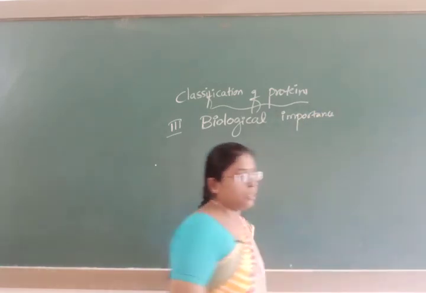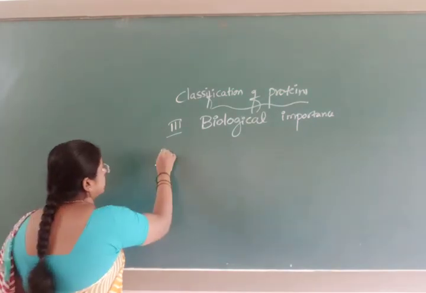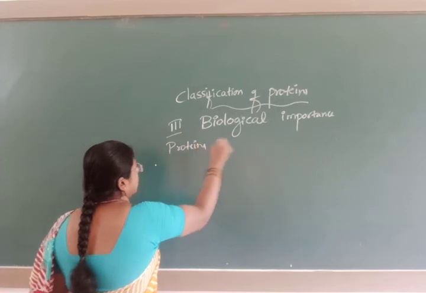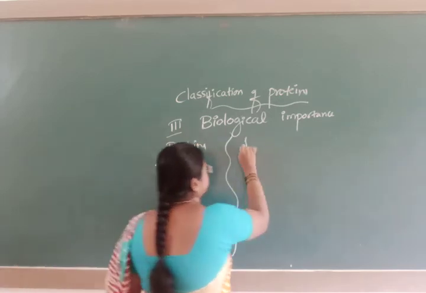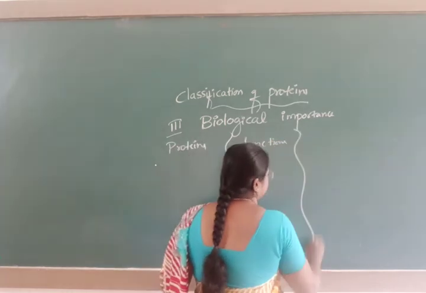Next classification, the third classification, is based upon biological importance. Here there are five types of proteins. Let us discuss the basic types and their functions and examples.